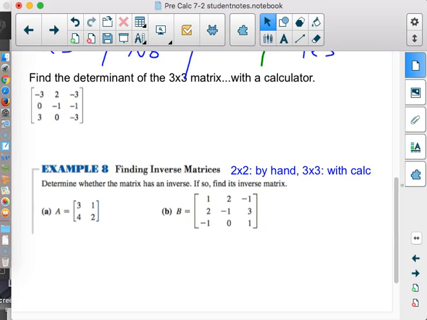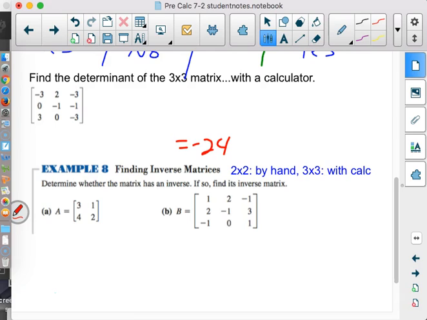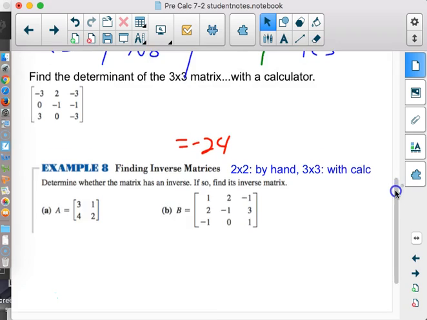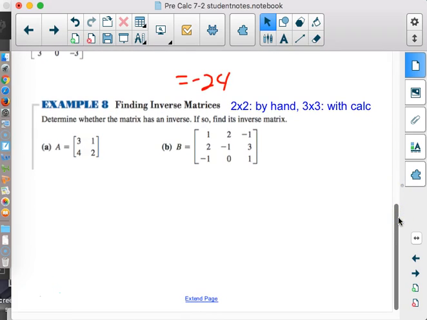All right, so what do we get? Negative 24? There's the determinant, and that does tell us this has an inverse. But that's another thing we probably would just use the calculator for, would be to find that inverse. So example 8 says, finding inverse matrices. We're going to do the 2x2 by hand, and then we're going to grab the calculator for the 3x3. Determine whether the matrix has an inverse. If it does, find its inverse.